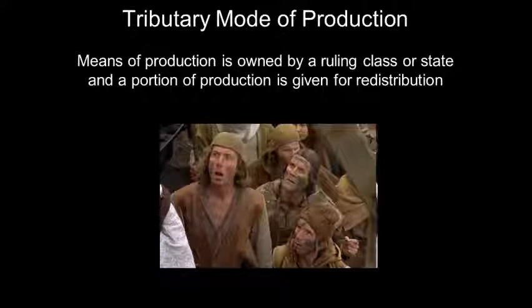The next type of mode of production is tributary mode of production. Within this mode of production, the means of production, the things to make things, are owned by a ruling class, or they could be owned by a state, and a portion of that is given back to the ruling class or to the state. So, for example, in medieval Europe, the lord would own the field, and the peasant would work the field, and then the peasant would give a certain amount of that back to the lord.